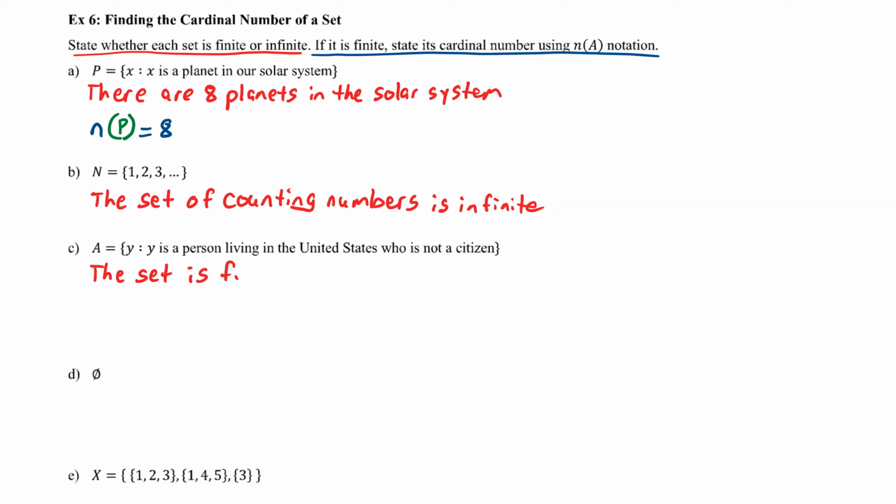So we said this set is finite, so there is some cardinal number. However, we don't know what it is. We do not know how many people living in the US are not citizens.